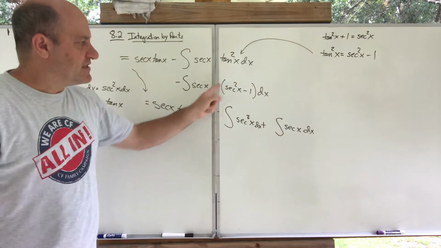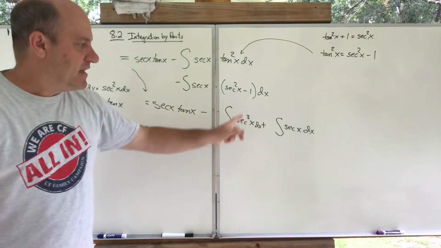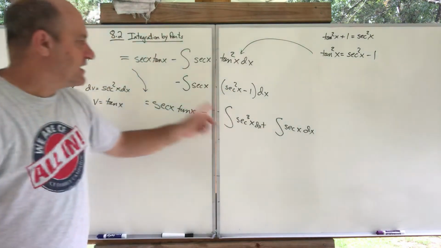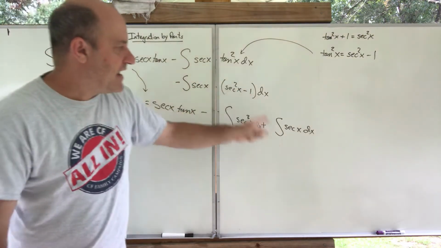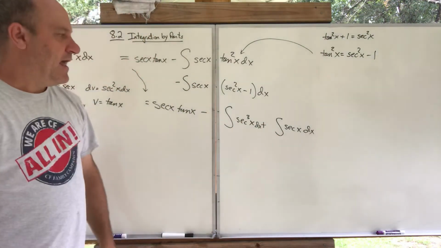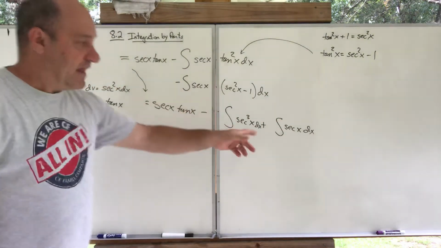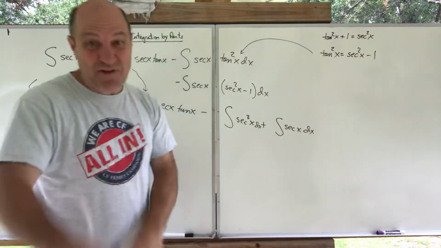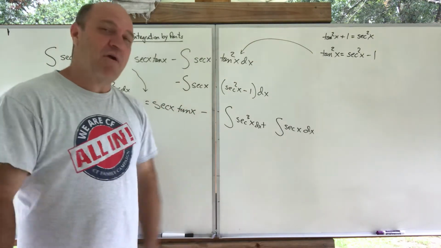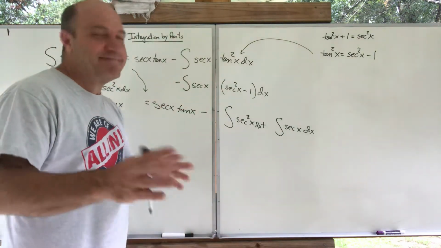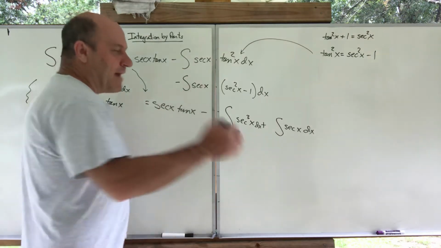I distributed. It's a secant cubed minus a secant cubed minus a secant. This minus sign made this integral negative, but it made that integral positive. And it's two separate integrals. And I know how to do secant x. It's pretty obscure. It came from the end of chapter 5. It was just a memorized thing. There is a little method behind it, but I would just memorize it.